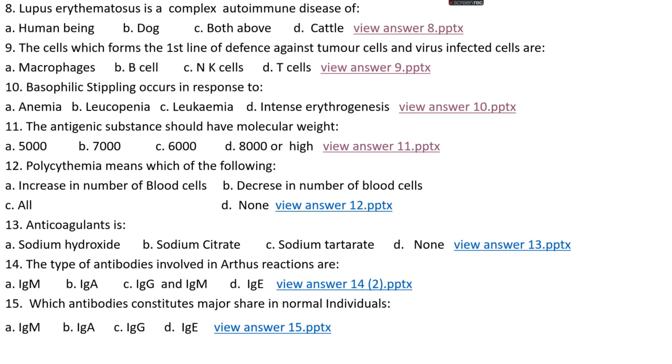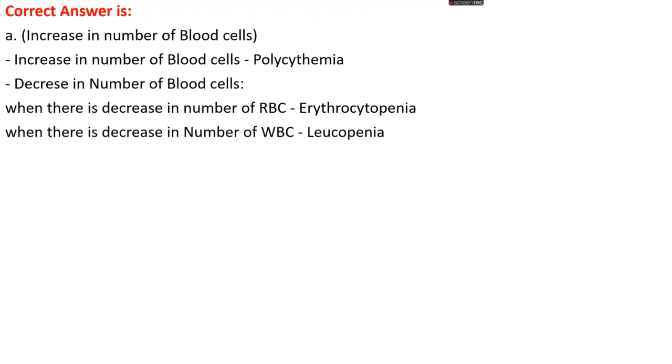Okay. Question number 12. Polycythemia means which of the following? Option A, increase in number of blood cells. Option B, decrease in number of blood cells. Option C, all. Option D, none. The right answer is option A, that is increase in number of blood cells. An increase in number of blood cells is termed polycythemia.